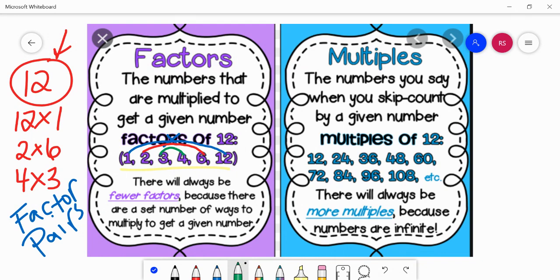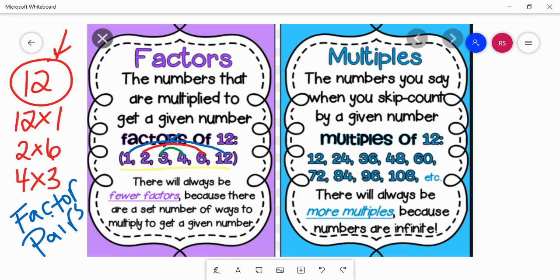Now, here's a tip to remember factors. There will always be fewer factors because there are a set number of ways to multiply to get a given number. It can get complicated making sure you understand the difference between factors and multiples. There will always be fewer factors than there are multiples, and I'm going to show you multiples now. Let's take a look over here where it says multiples. Multiples are the numbers you say when you skip count by a given number. So for instance, our multiples of 12.